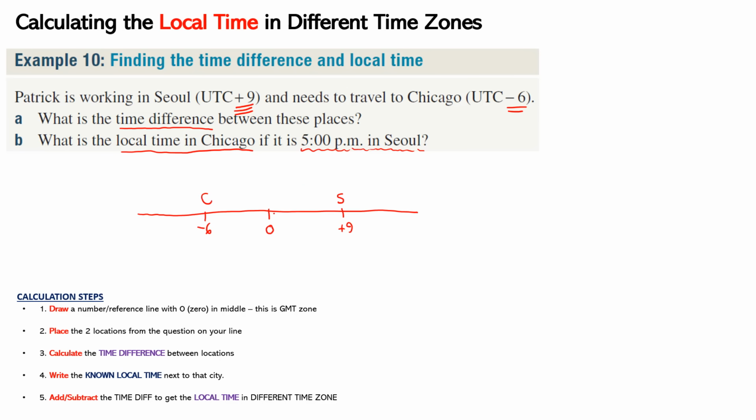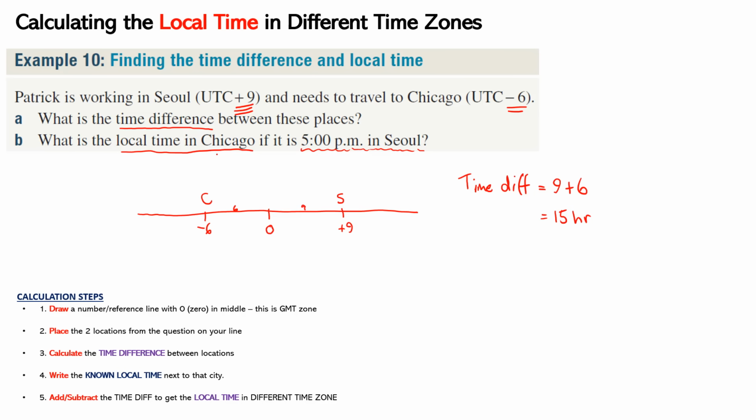Now if we work out the time difference between these 2, we can see that they're on opposite sides of the meridian. So there's going to be 9 hours between Seoul and the meridian, 6 hours between Chicago and the meridian. So the time difference will be 9 hours plus 6 hours, which will give us a 15-hour time difference. So that's part 1 out of the way.